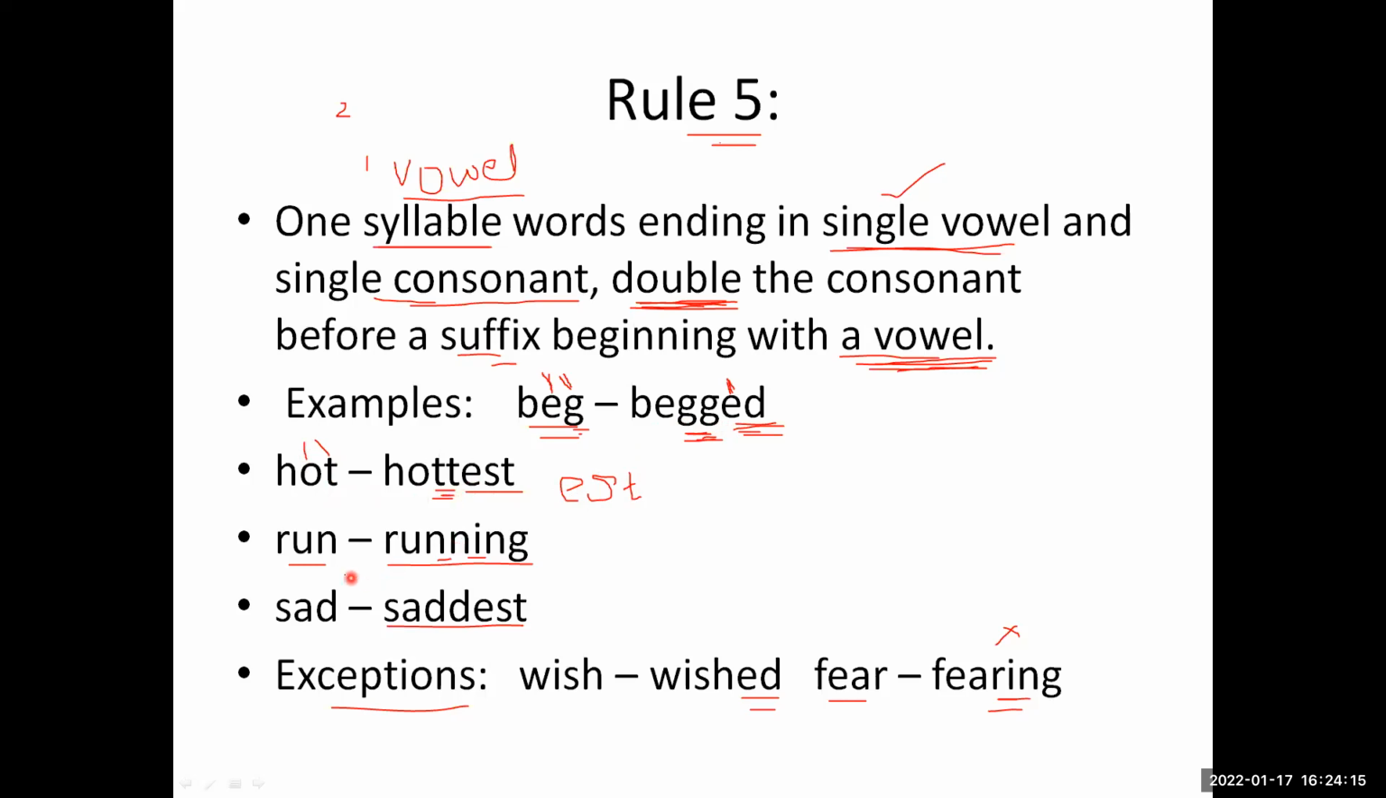Hottest. Then here is run, running. Same case, you'll come to know here is one vowel, one consonant, and it is ending with ing. In ing, I is a vowel sound. So double N, R-U-N-N-I-N-G. Sad, saddest. Again, the same case you can try to understand. Est is the suffix, E is a vowel, so double D.